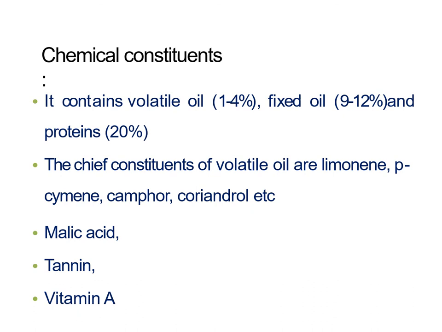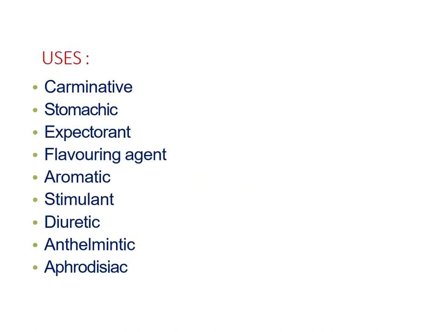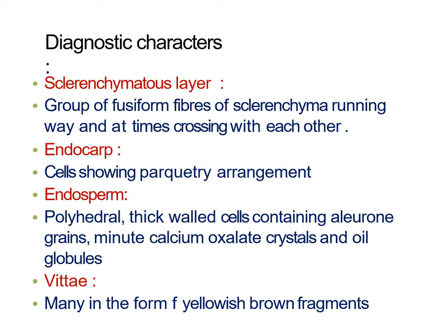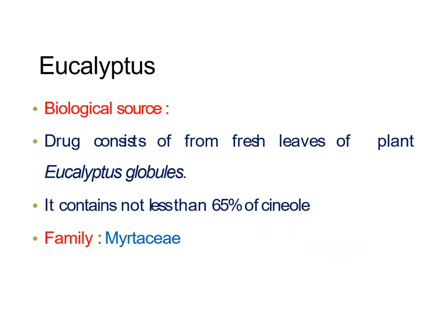Malic acid, tannin, and vitamin A. Then uses: carminative, stomachic, expectorant, flavoring agent, aromatic, stimulant, diuretic, anthelmintic, and aphrodisiac. Diagnostic characters about the sclerenchymatous layer. Then under this, we'll discuss the endocarp and endosperm and TS, again same like previous crude drug fennel, same characteristics. Then eucalyptus.